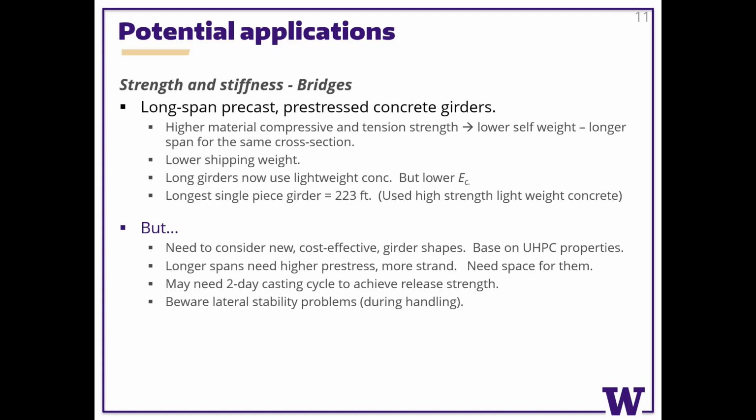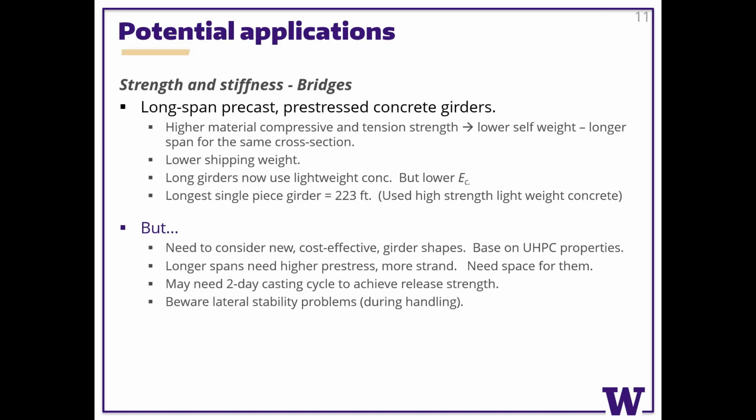Well, if we start off looking at bridges, because this is the ABC Center for Bridges, then some of the opportunities of using the strength and stiffness would be to consider long span precast pre-stressed concrete bridge girders. As we see down here, I think the present record is 223 feet for a single piece bridge girder, and that happened to be in the state of Washington just a year and a half ago.